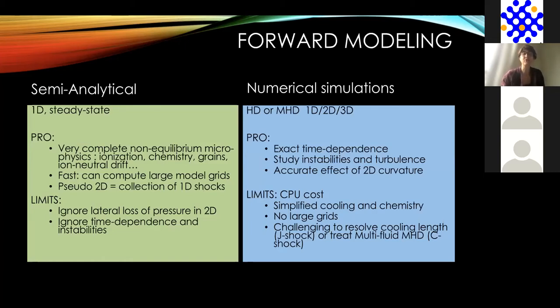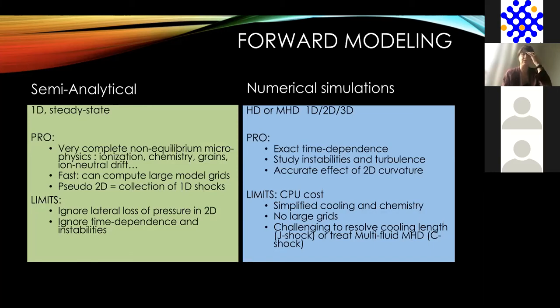So the semi-analytical models are only 1D planar shocks in steady state. That is very idealized, but the good thing is that they're very fast to compute. So first you can compute large model grids, you can include very complete non-equilibrium microphysics, like ionization, chemistry, grains, ion neutral drift, whatever. You can also even try to do 2D by collections of 1D shocks, and I will show you an example of that later. And the limit, of course, is that even when you do pseudo 2D, you ignore the loss of pressure that can happen on the sides of your shock. If it's not an infinite sheet, but it has edges or curvature, there's going to be a change of pressure along the shock. And also, of course, you ignore all of the time-dependent effects and instabilities that can form in 2D or 3D.